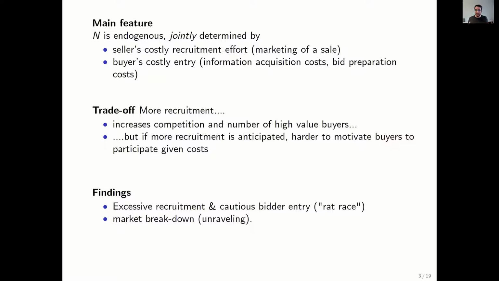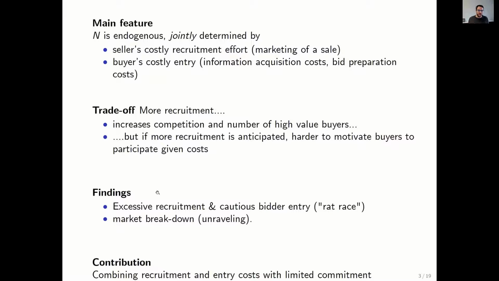So in many of the settings that I just gave, you may be uncertain as a bidder about how many other bidders there are. So we'll think about that, and we'll think about the incentives of the seller. Okay, so the main finding is this inefficiency. There may be wasteful recruitment going on because of this vicious circle, and there may be market breakdown, so actually no trade and unraveling of the market. Before getting to the models, I will talk about the literature later. The contribution here will be in combining the recruitment effort of the seller and the entry cost of the bidders in a model with limited commitment.